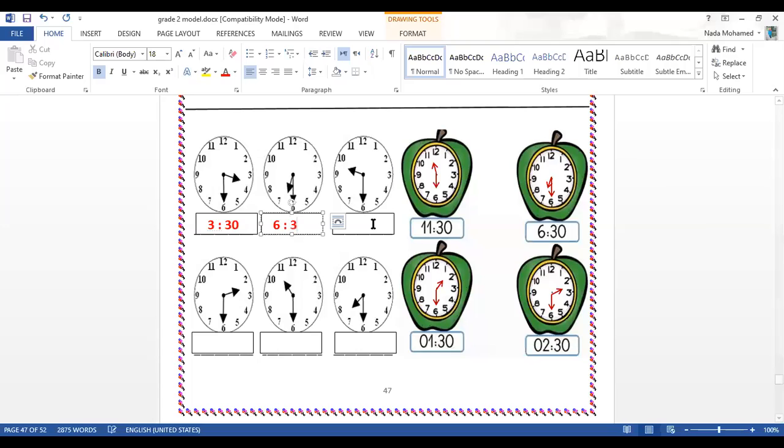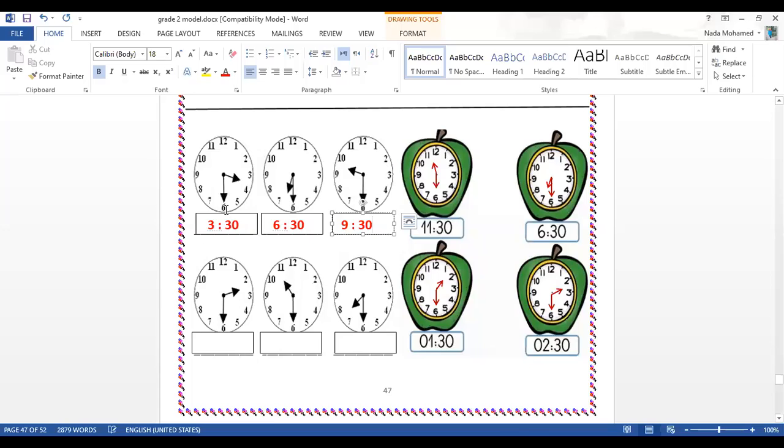The next one, the short hand, then the long hand. The short hand is between 9 and 10. I will write the small number. So I write 9. The long hand points to 6. I'm having another invisible number. Let's sing the song. 5, 10, 15, 20, 25, 30. So if it points to 6, it will be 30, like the previous one.